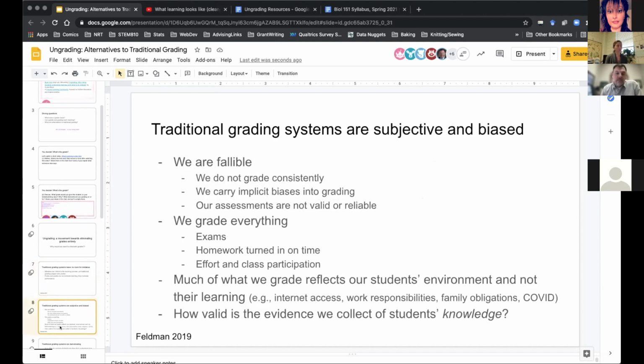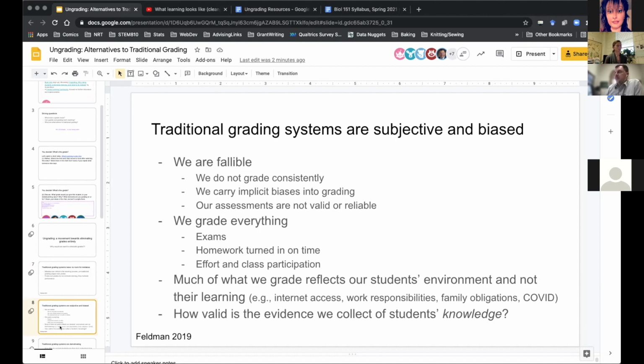A second problem with traditional grading systems is that they are subjective and biased. And in part that is because we're dealing with humans and we are all subjective and biased, right? We know that we are not perfect beings, although some of us try to be, right? We are fallible. We don't grade consistently. I know I grade the first half of the stack very differently than the bottom half of the stack. And I know that what I see early on can impact how I grade later on even. We carry implicit biases into our own grading, they're implicit, so we don't necessarily pay attention to them, and that can affect how we review and evaluate students' work.